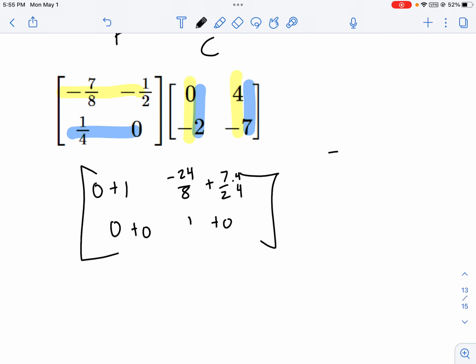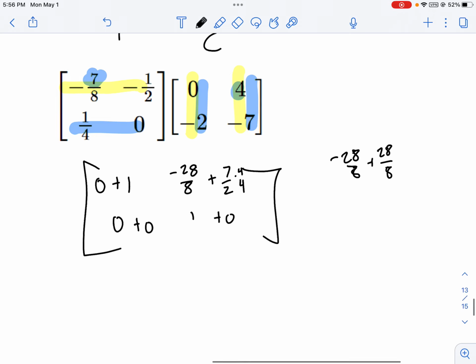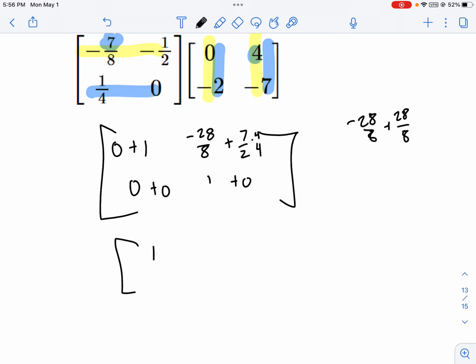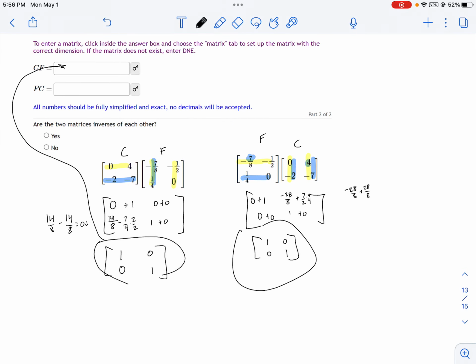Hold on, did I say negative 24? That's so awkward. That's 7 times 4, that's 28. I'm looking at this and I'm like, that just narrowly misses 0. No, it doesn't. Okay, so then we get negative 28 eighths plus 28 eighths, which is 0. So we get 1, 0, 0, and 1, which again is the identity matrix. So that is our product for F times C.